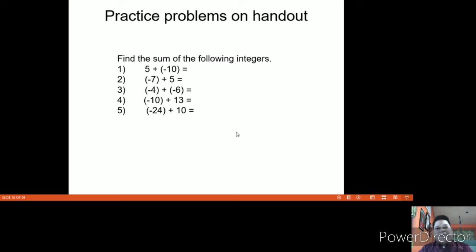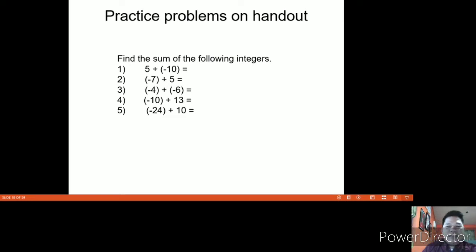So for your practice problems on handout, find the sum of the following integers. Okay, number 1, 5 plus negative 10. Number 2, negative 7 plus 5. Number 3, negative 4 plus negative 6. 4, negative 10 plus 13. 5, negative 24 plus 10.